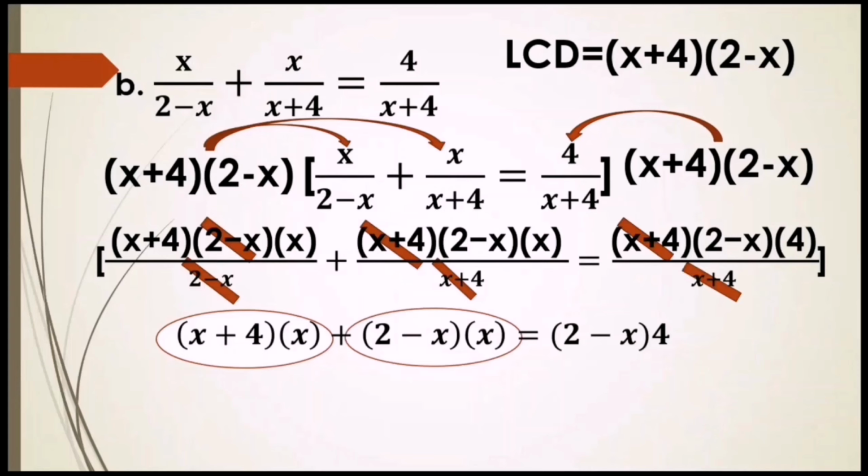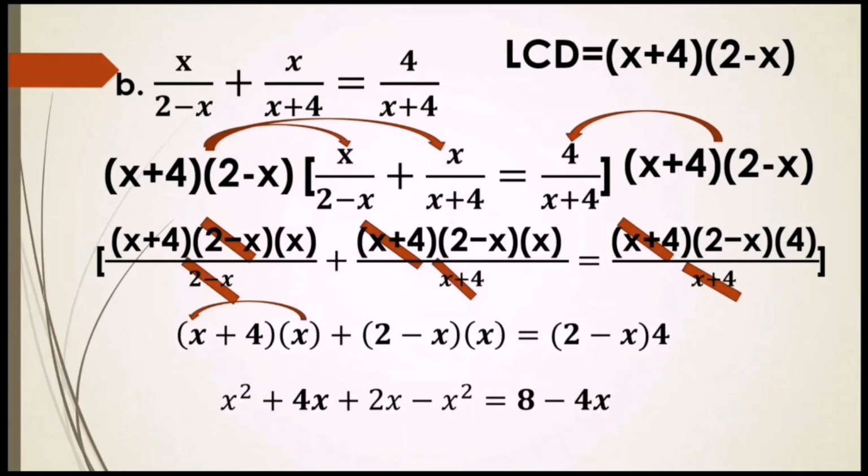And then, we can cancel out x plus 4 and x plus 4. So therefore, 2 minus x times 4 will remain. And then after that, you're gonna distribute the value of x, which is x times x is equals to x squared. And then 4 times x is equals to 4x. And then 2 times x is equals to 2x.